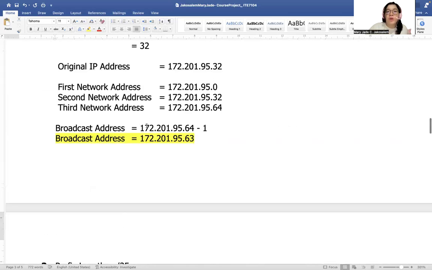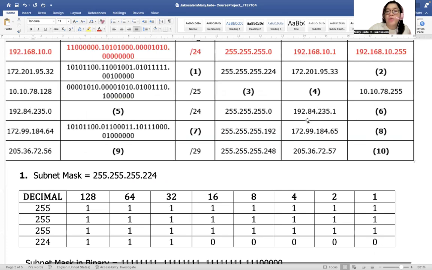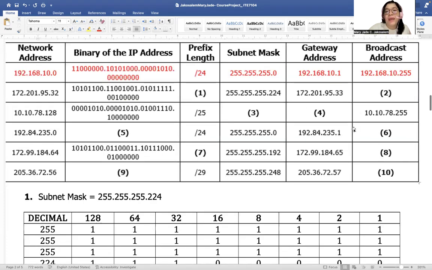Then, we proceed to number 4. For number 4, we are this time required to solve for the gateway address. If you could see here in our examples, there's a pattern. We just actually add +1 to the 4th octet in our gateway address. So we add 1 to our network address.